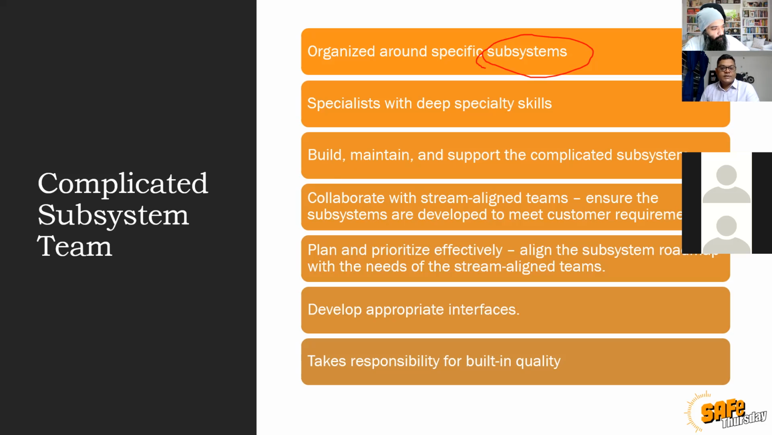So they plan and prioritize effectively and develop appropriate interfaces, maybe the APIs for other teams to consume, and they take responsibility for building quality for their complicated subsystem. So a complicated subsystem team is a highly specialized team in a specific skill, which, if required, they help the other feature teams or the stream aligned teams in integrating with the complicated subsystem.